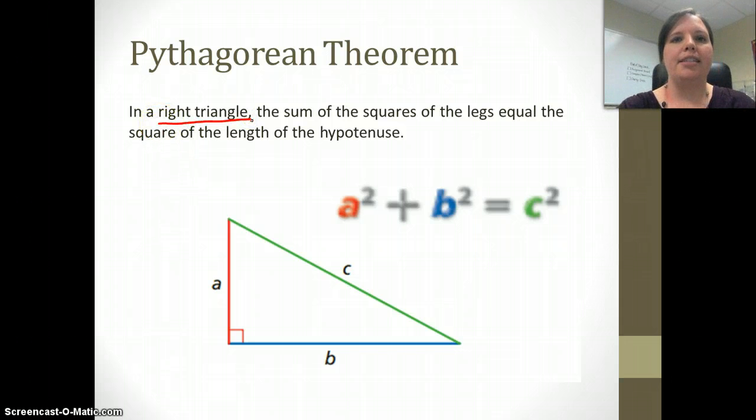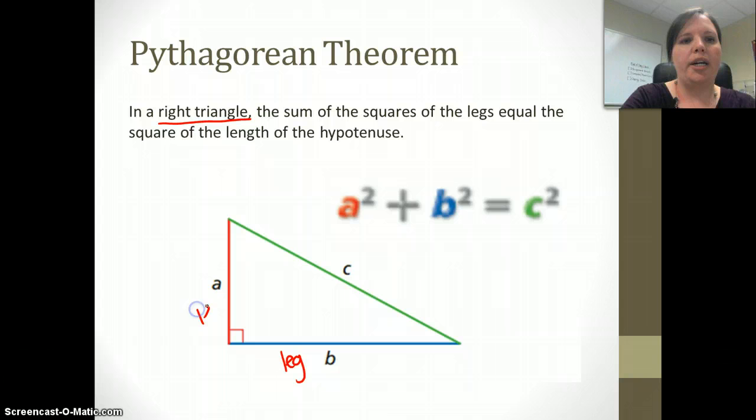And what it says is that the sum of the squares of the legs equals the square of the length of the hypotenuse. In words, it looks a lot messier than it does in actuality. So the legs of your right triangle are the sides that are directly next to the right angle. So here's your right angle. The hypotenuse, if you make your right angle a little arrow here, is that longest side. It's the side across from the right angle.